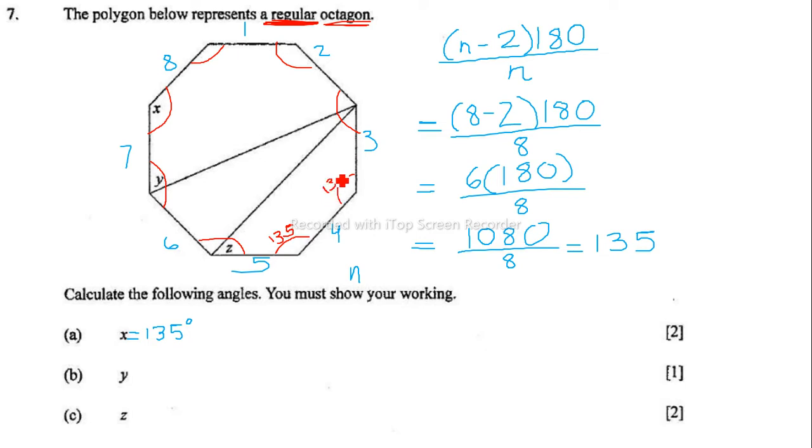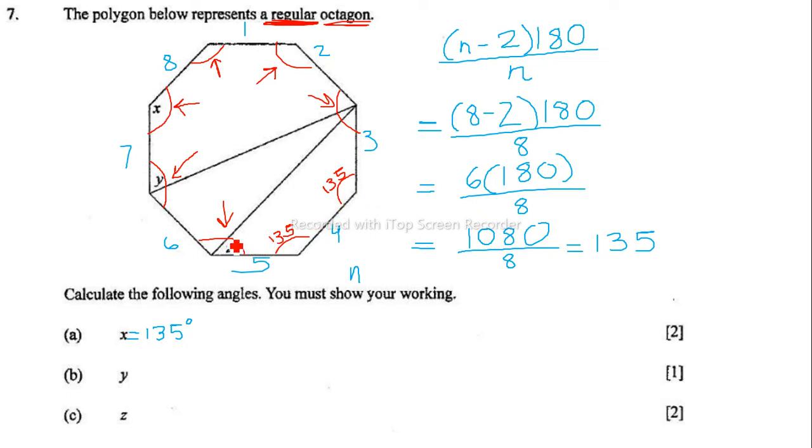Again, both of them are 135 because all of the interior angles of a regular octagon must be what? Equal. Must be equal to what? 135. Right? So all these ones in red must be equal to 135. So these are no different. Both of these are 135.